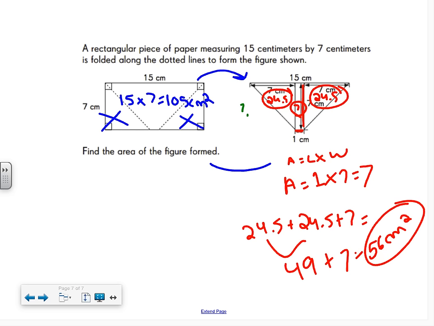I wonder too, looking back at this problem, if you figured out that this was 24.5, you could have crossed that out right here. So you could have gotten rid of 24.5, gotten rid of 24.5, and just subtracted it from your original if you wanted to, if that made sense. This is for sure a challenge problem, and it's one of the harder ones in the chapter.